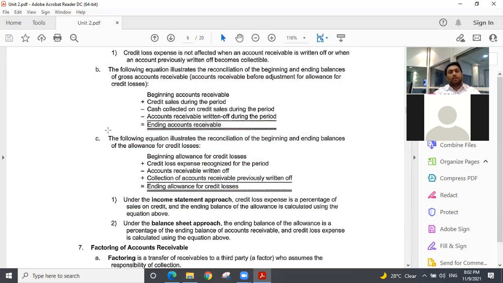Then for the balance sheet, you have two accounts, right? One is the AR account and one is the provision, allowance for credit losses. So for the allowance for credit losses, also what happens? You have an adjustment, right? Opening allowance plus credit loss expense for the current period, minus any real write-offs you have, plus any collections you received of the previous year. Clear?